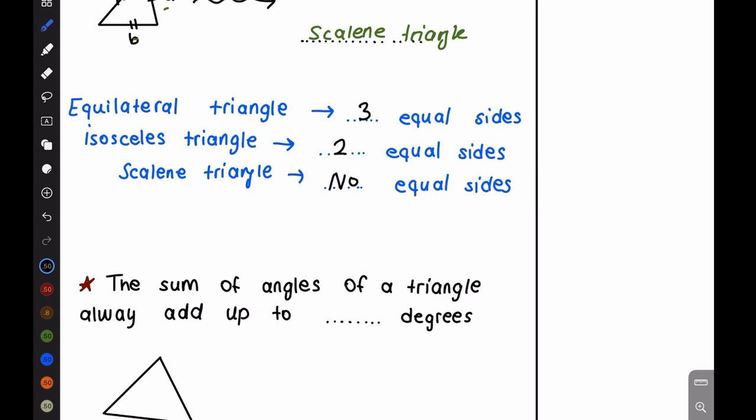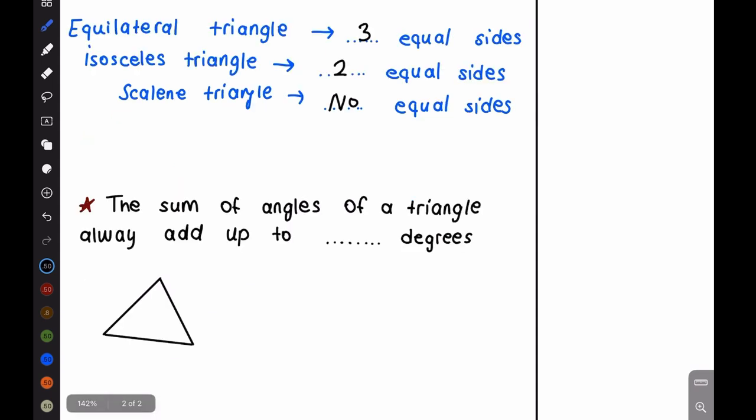Let's learn one more important thing about triangles. We learned that we can measure angles and say how big or how small they are using special units called degrees. Well, since triangles are always made up of three angles, each has its own measurement in degrees. And the important thing is that those three angle measurements, if you combine them, will always add up to 180 degrees. So the sum of angles of a triangle always adds up to 180 degrees.